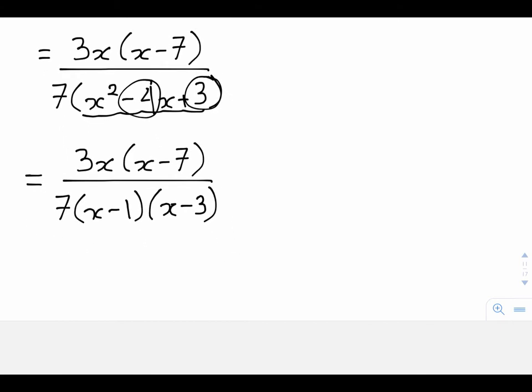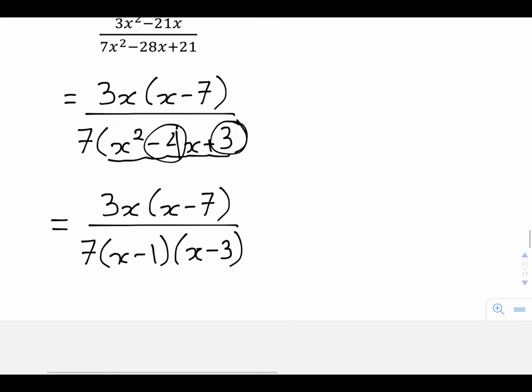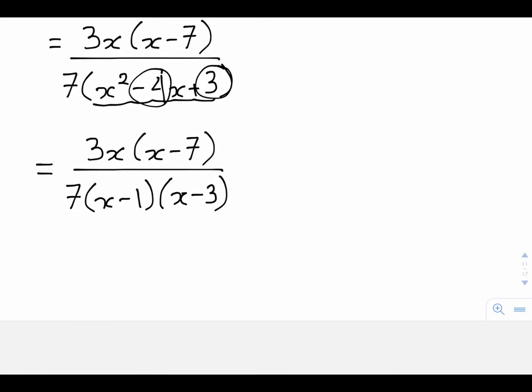Can I simplify anything here in terms of crossing out any common factors? Looks like the answer is no in this case. So I can just state my restrictions. Now in the denominator, I'll notice that x cannot be 1, because if I plug in 1 there, I get a 0 as a factor. So I'm going to write x is not equal to 1.